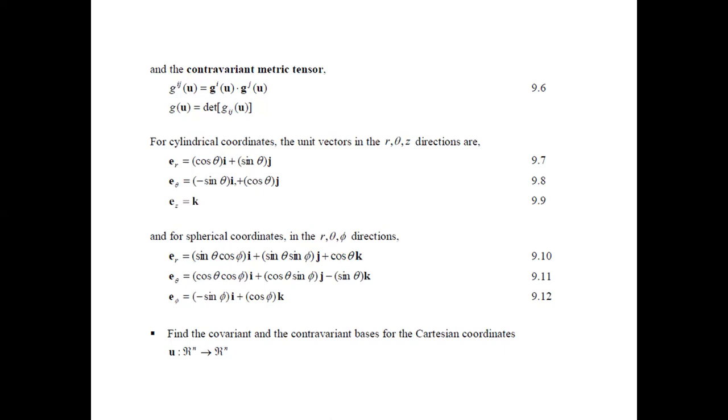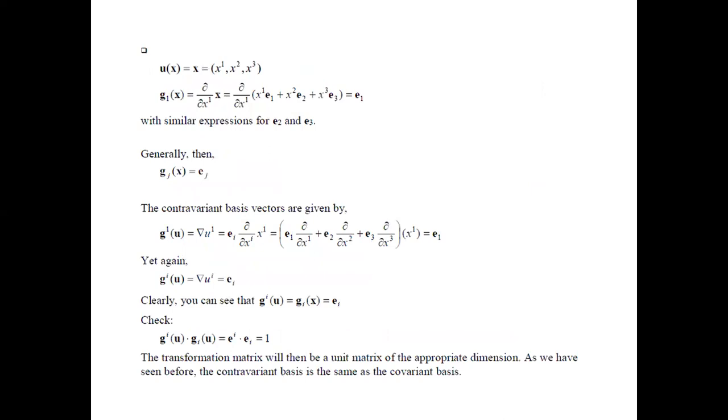That's the question. Find the covariant and the contravariant basis for the Cartesian coordinates u taking R^n to R^n, where u of x is x, which is x1, x2, x3.